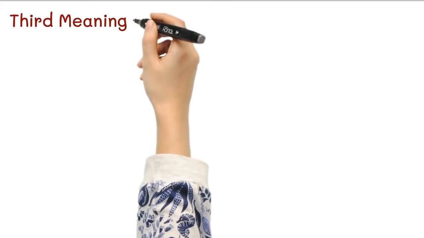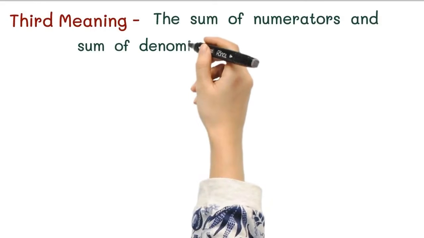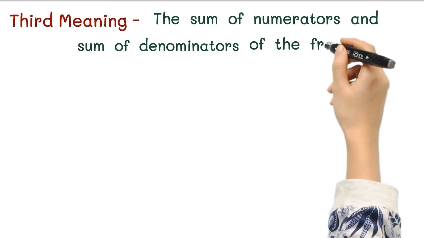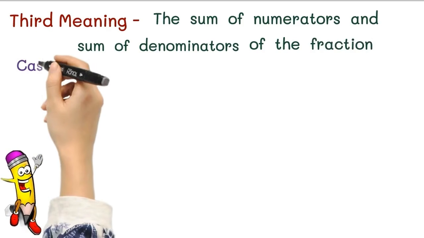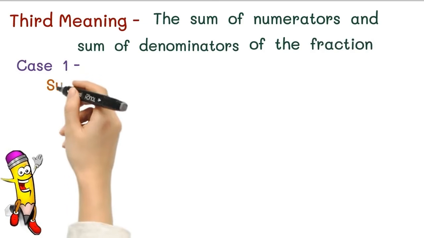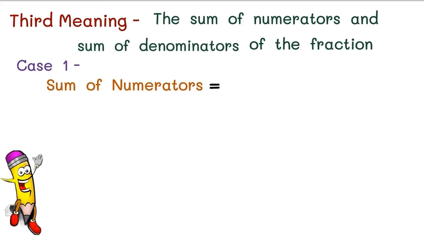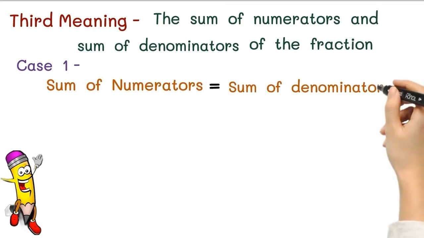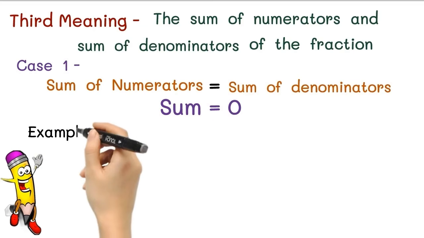Third meaning of this sutra is related to the sum of numerators and the sum of denominators of the fraction. There are two cases. Let us start with the case 1. According to the case 1, if the sum of numerators is equal to the sum of denominators, then equate that sum to 0. Let's take example.